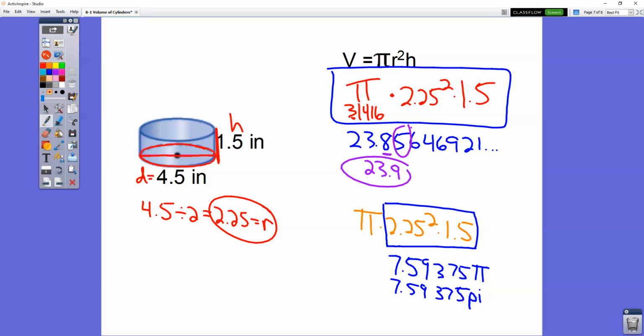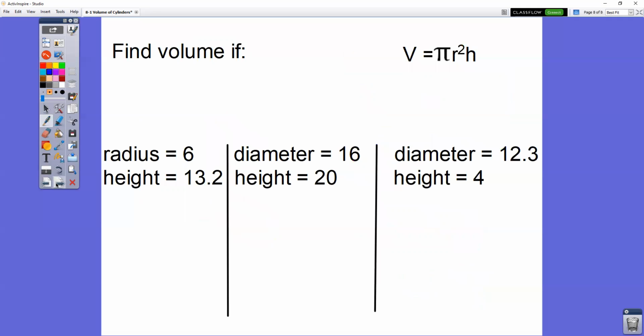So that was one type of question where they give you the picture. The other type of question that they're going to give you is they won't give you a picture, but they'll give you the specific measurements. These questions are actually easier because you don't have to figure what piece is what. So if the radius is 6 and the height is 13.2, you would have pi times 6 squared, which is our radius, times our height, which is 13.2.